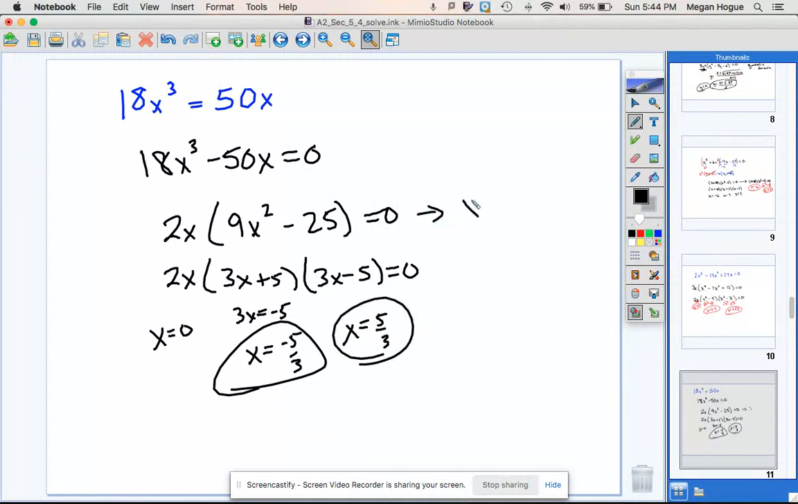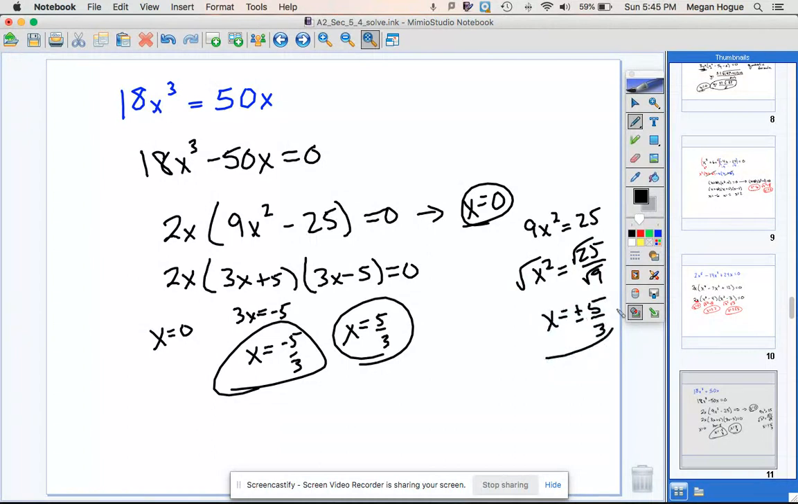Square root method would have looked like this. Don't forget that GCF of x is 0. I would have said 9x squared is equal to 25. x squared is equal to 25 over 9. Remember, when you go to take the square root, you take the square root of the top and the bottom. So you would have said plus or minus 5/3. So either way would have worked on that.